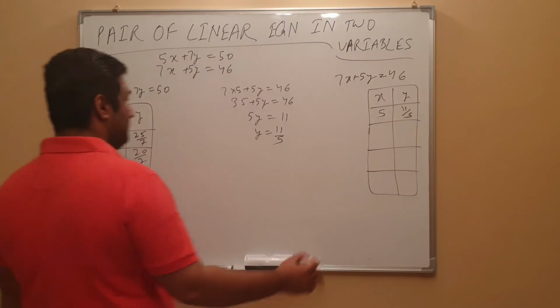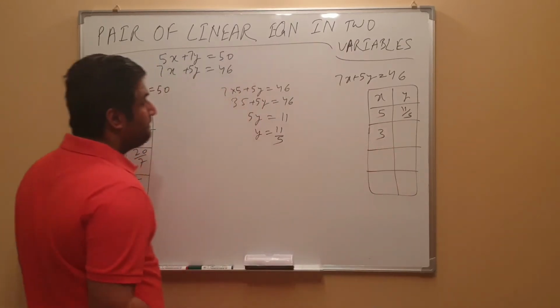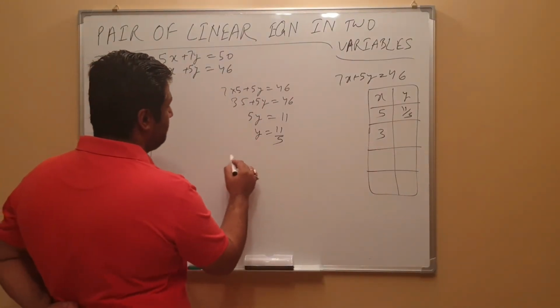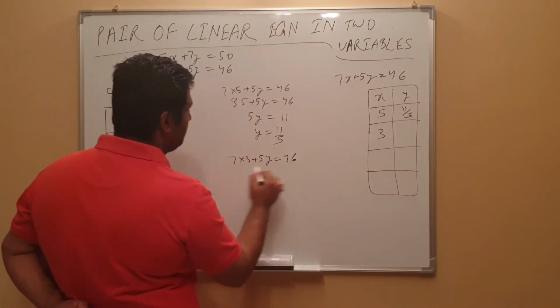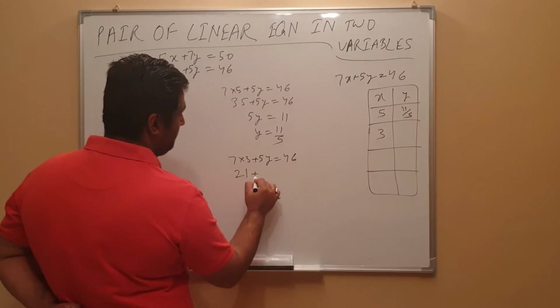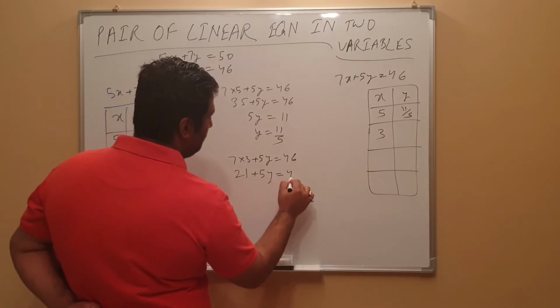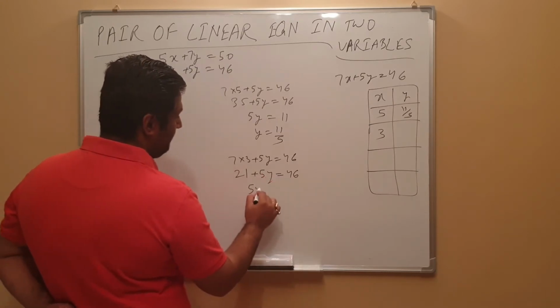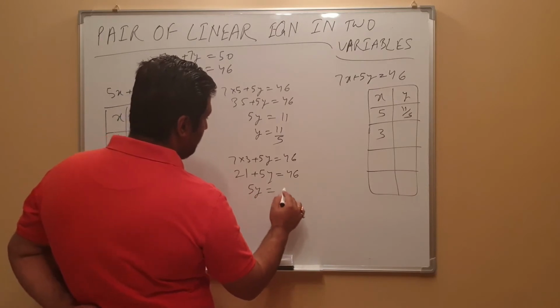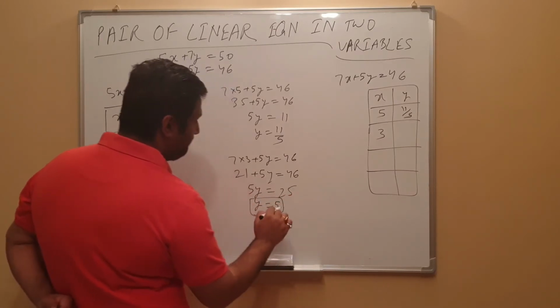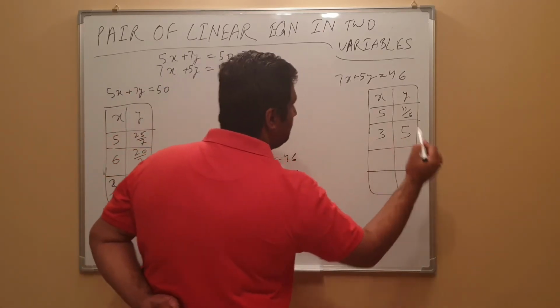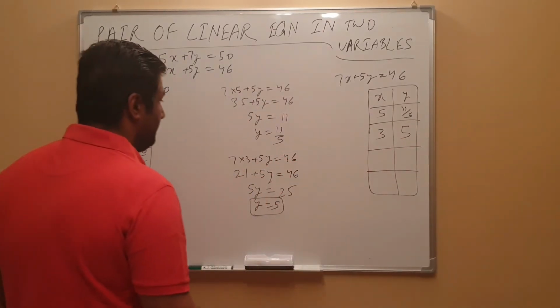Now in place of x, I'll write 3. So let's see what do we get? 7 times 3 plus 5y equals to 46. 7 times 3 is 21 plus 5y equals to 46. So 5y equals to 25. So y is equals to 5. I'll get y is equals to 5, right?